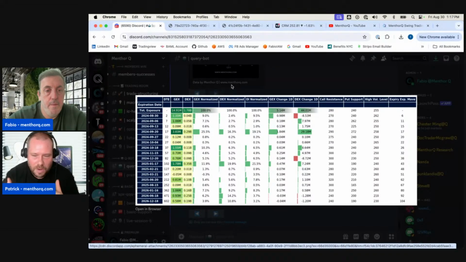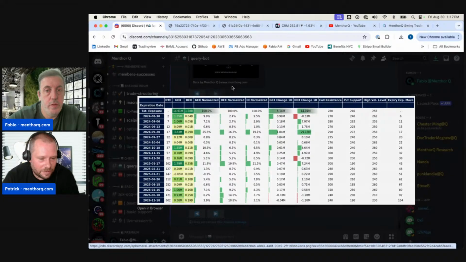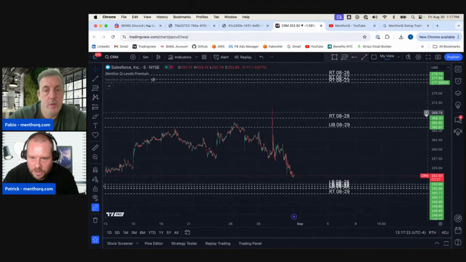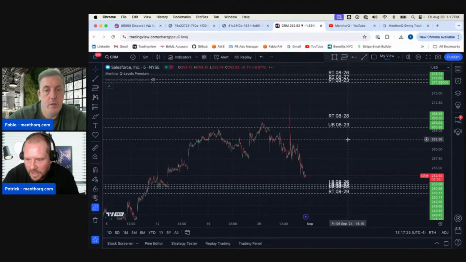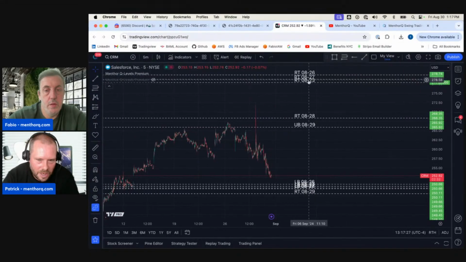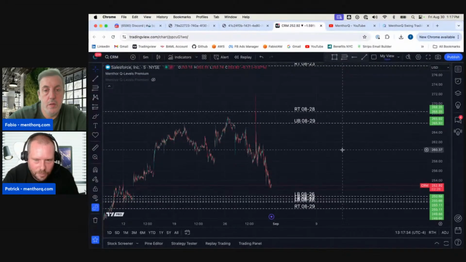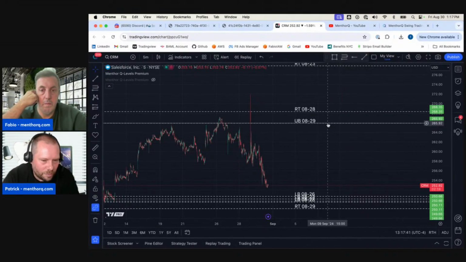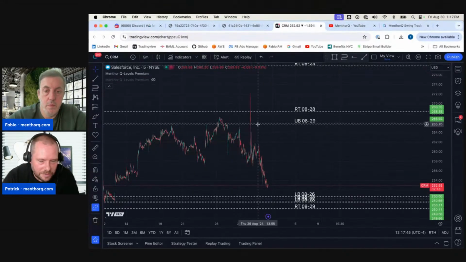You can very soon plot the levels on your chart on TradingView, and this is so powerful. If you have the risk trigger at 828 where we were hit, this is your entry signal, and you get the confirmation with the upper band one day later, 829. Boom, this is your confirmation for the downside. And we target the lower bands, boom, that's it.